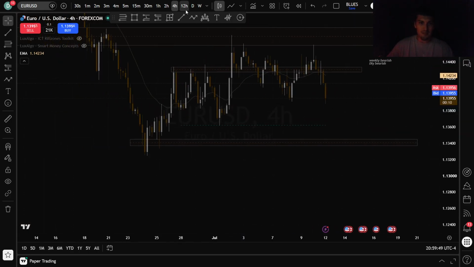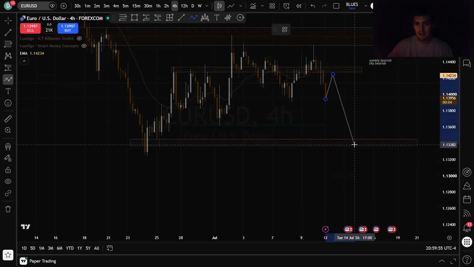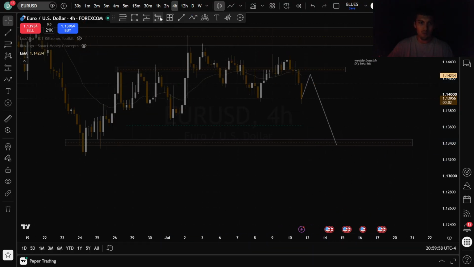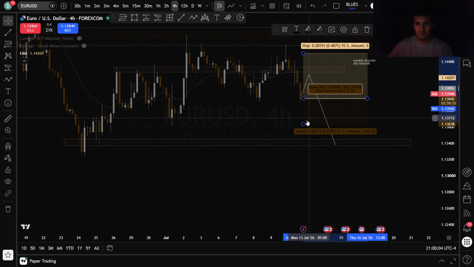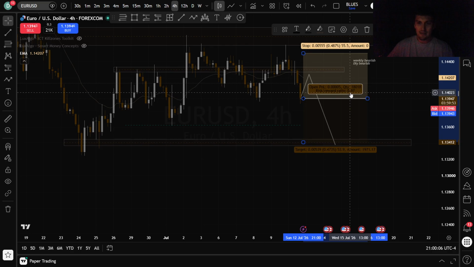What I would have to see for this to happen is some type of pullback back up into here and then drop down here to where we could have a good risk to reward. If we were to enter right here and our stops went above there to get to here, that's only going to give us a 1-to-1 risk to reward. You're not wanting to risk $100 to make $100. You want to risk $100 to make 200, or risk $100 to make 250.